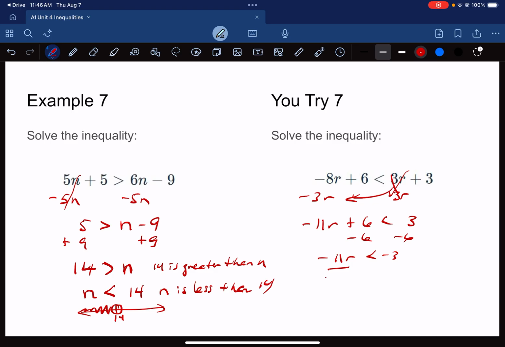And then divide by negative 11. Well, now I divided by a negative, so I switch my sign around. Okay.